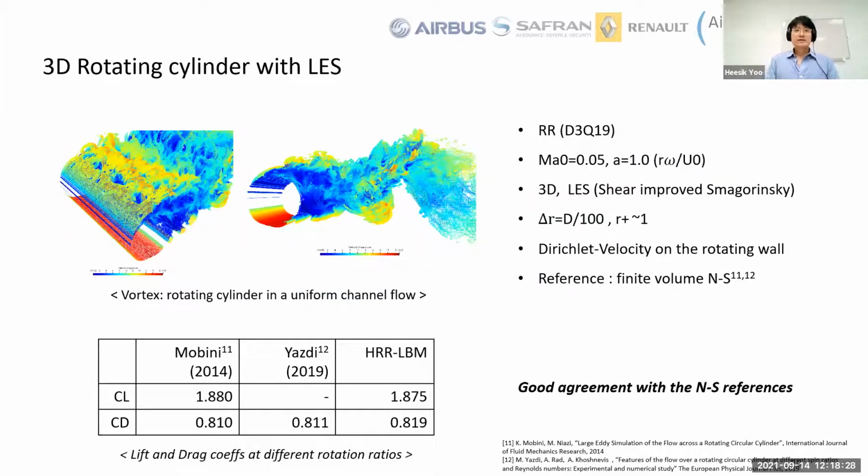And the last test case is the 3D rotating cylinder with LES. Here I use the recursive regularization model, and I use a Smagorinsky LES model. As a reference, I compare with the finite volume-based Navier-Stokes solver, and with different references, it shows good agreement in terms of lift and drag coefficient.